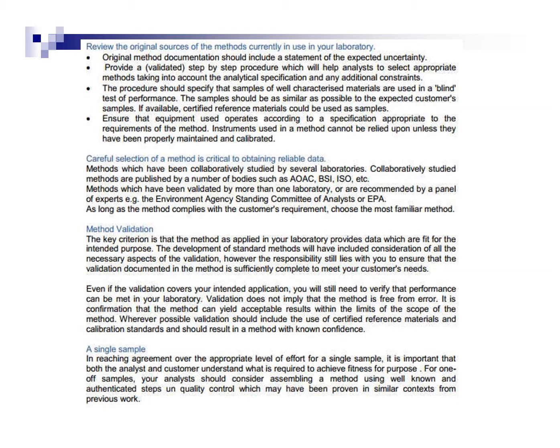And for a single sample, in reaching agreement over the appropriate level of effort, it is important that both the chemist and the customer understand what is required and what the main objective is. The conversation between the chemist and the customer is very important, and you have to be clear with the objective so that we can provide the reliable data requested by the customer.